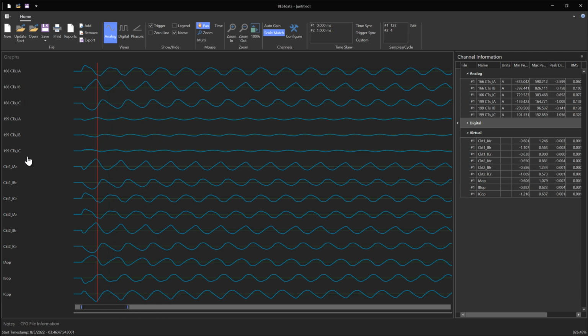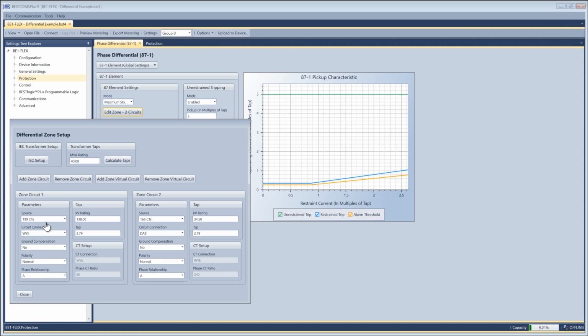This particular example, I've got, again, a multi-winding transformer. Let's say a high side and a low side. If we look at the settings, this happens to be a BE1-FLEX. I've got a zone with two sources, 199 CTs and 166. The transformer on the 199 side is a Y and a delta, DAB, on the 166 side. Polarity is set to normal. It has to do with CT polarity, so I don't have to do any flipping, but we could do that in BESTdata also if we wanted to. Taps are 2.79 on both sides, and I do have a different CT ratio, 60 on one side and 240 on the other. The CTs are connected Y.